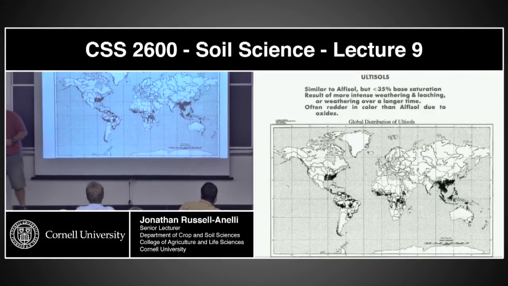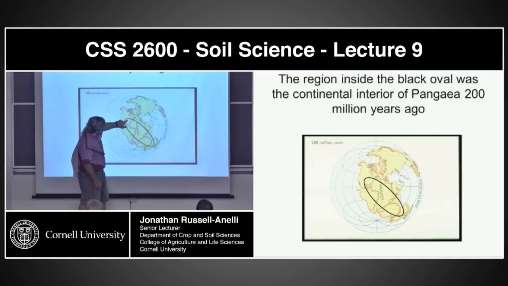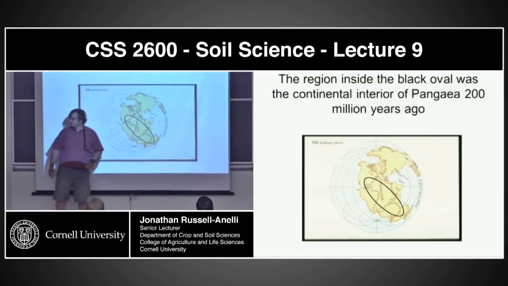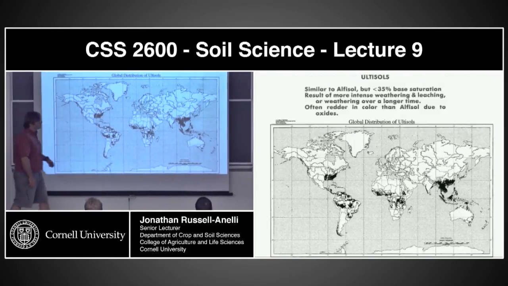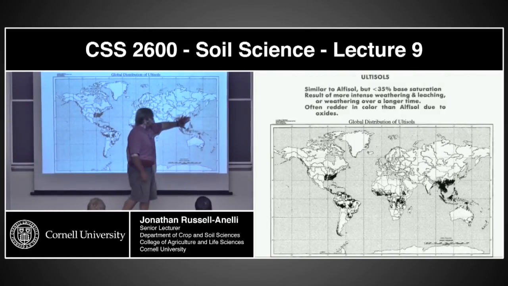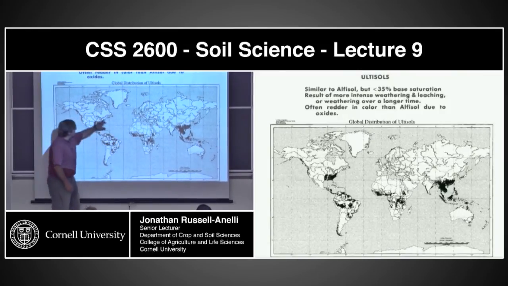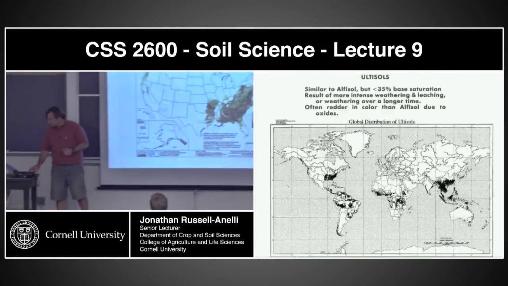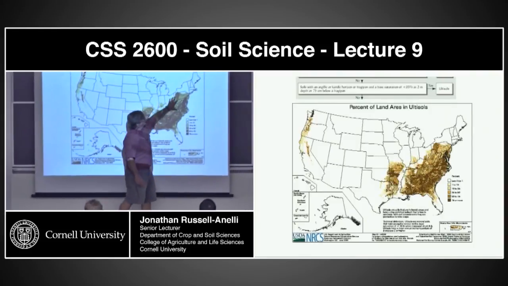If we go back to that Pangaea picture, these are those older landscapes: Southeast United States, Brazil, Central Africa. Look at where the distribution of these things is. Now there's a good chunk of it up here in China, in Southeast Asia, but look at where the distribution is, basically right where that Pangaea circle is. These are older landscapes. United States, dominantly right in here.